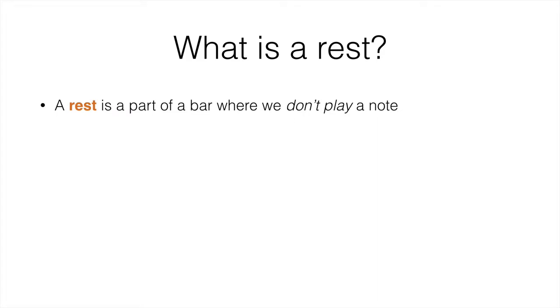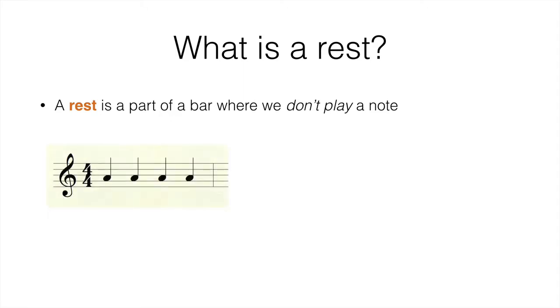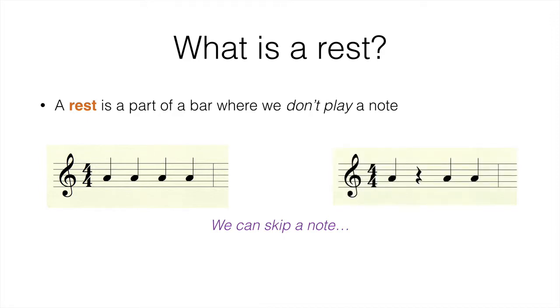We don't play anything. So here we have our 4 crotchets in 4/4. And if we skip a note, we end up with a crotchet, the crotchet rest, and then 2 more crotchets. And therefore in the second part of this 4/4, the second crotchet, this is called the beat. In the second beat of this 4/4, we don't play anything.